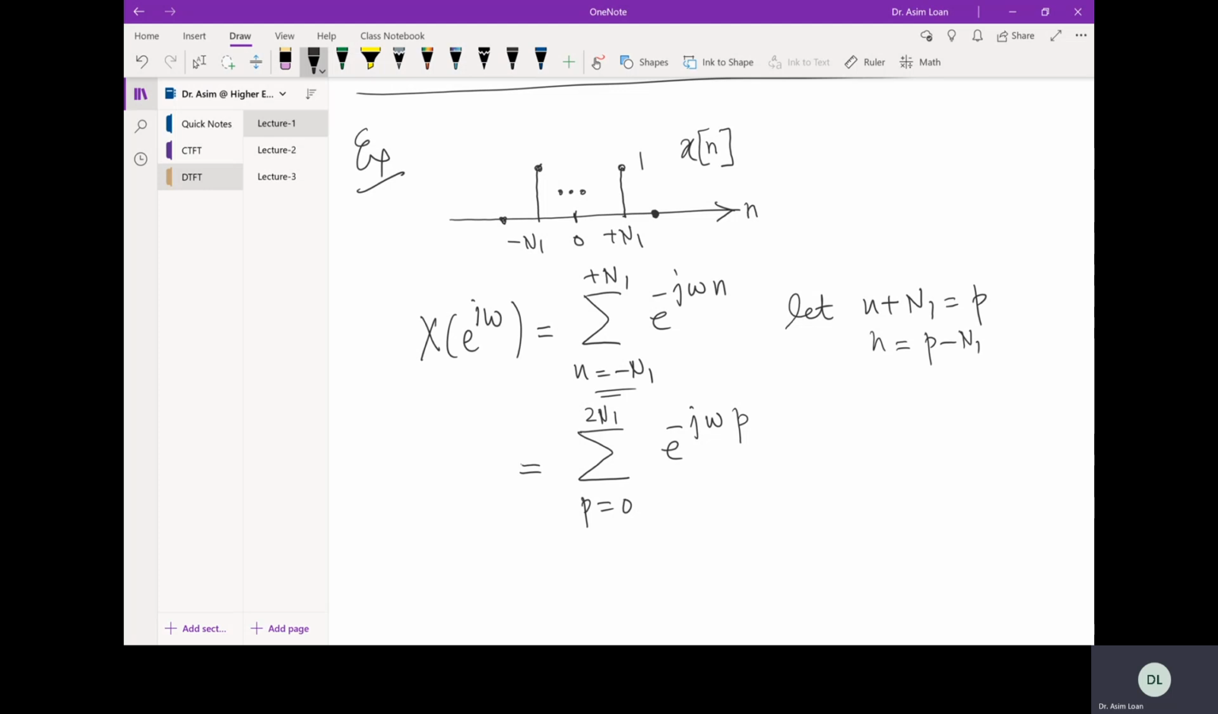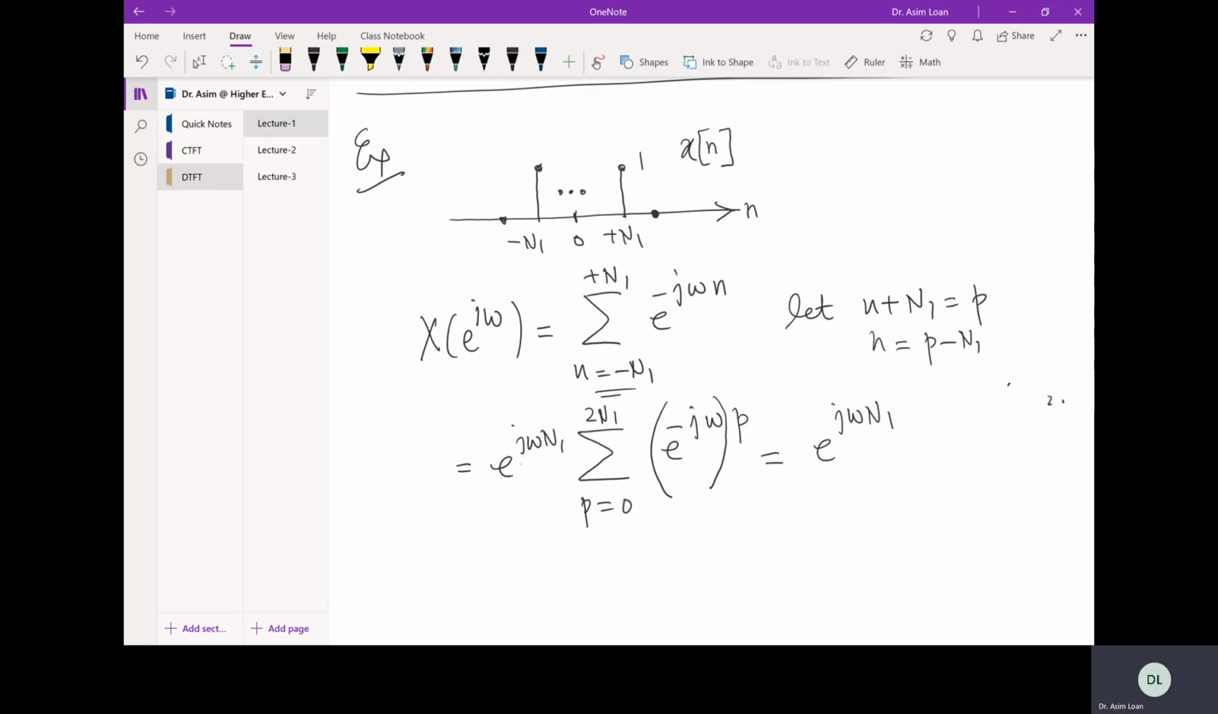And e plus j omega n1 I'll take outside. So this becomes e j omega n1 into 1 minus e minus j omega. So maybe I write it like this. So p goes from 0 to 2n1, so this is 2n1 plus 1. Maybe I write it here.